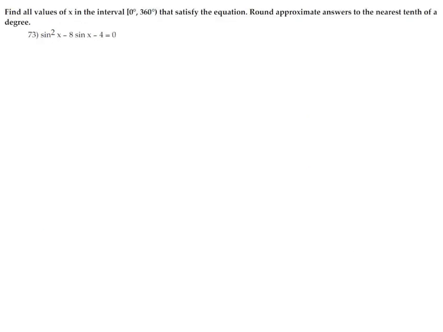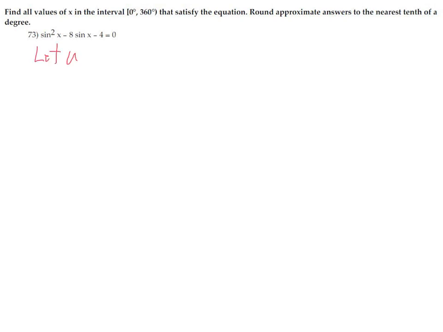Okay, so let's take a look at this. Sine squared x equals 8 sine x minus 4. And the instructions: 0 to 360 degrees and round approximate answers to the nearest tenth. This must be approximate answers because we must have ugly solutions. So if we have ugly solutions, let's take the ugly out of this for a minute.